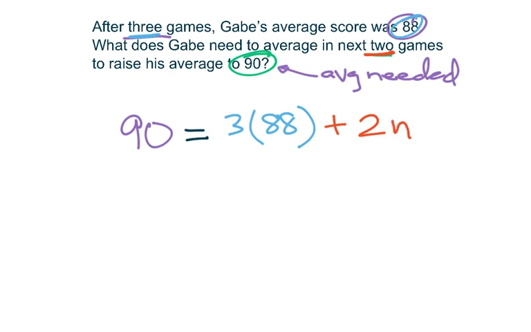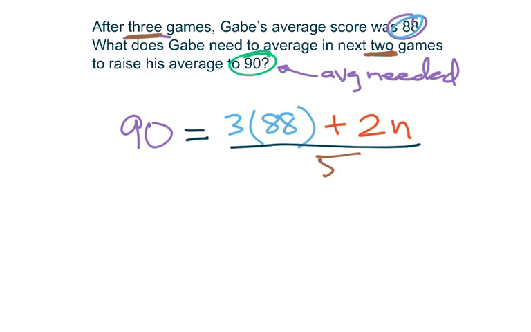I'm going with the n. You could choose another variable if you'd like. Now, I know that this is all going to be divided by a certain number, so think about this as well. You've got to drive this ship. So I've got 3 games here, and then there's going to be 2 more games. So 3 plus 2 is 5 games total.